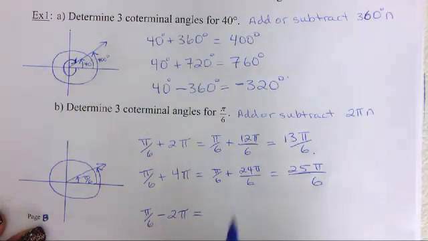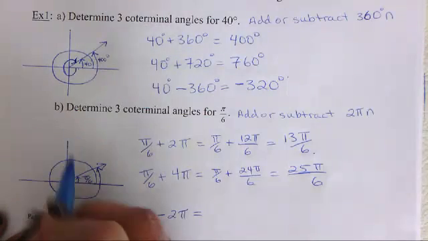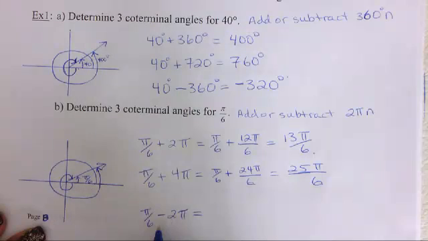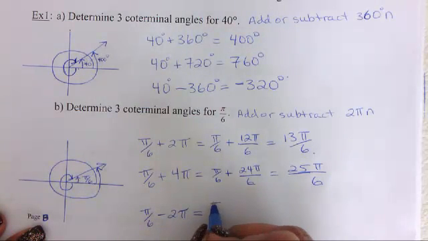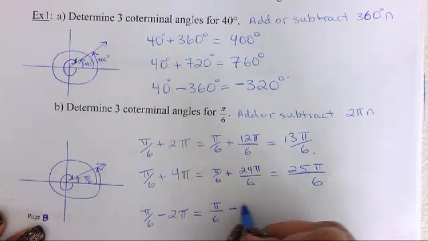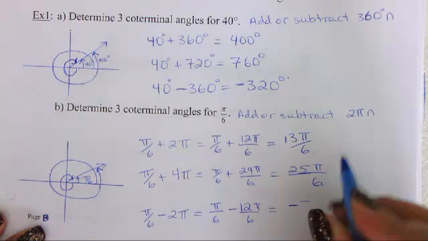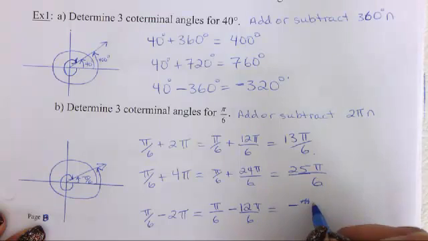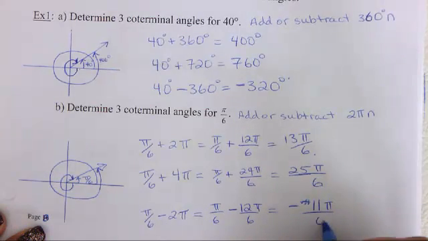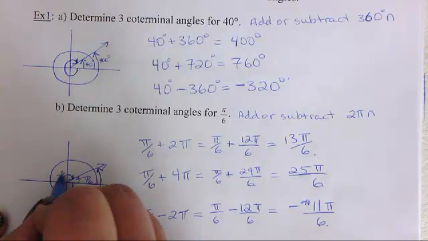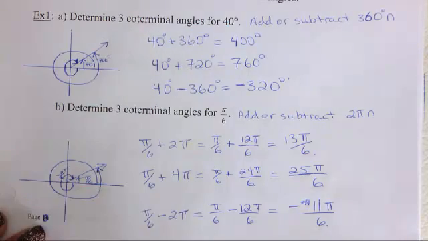All right, now I could go in the opposite direction. So I could start here and then go that way. And this is going to be my negative one. This is going to be pi by 6 subtract 12 pi by 6. And that's going to give me negative 11 pi by 6. So this is my negative 11 pi by 6.